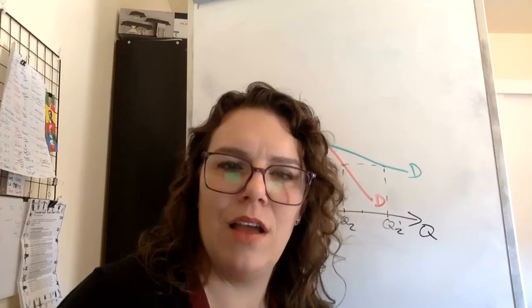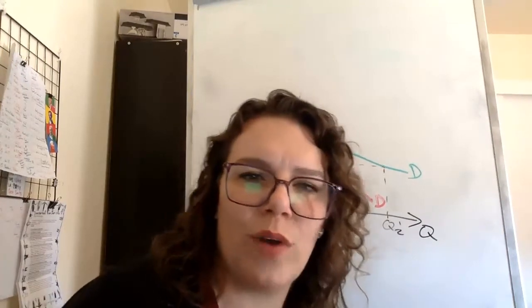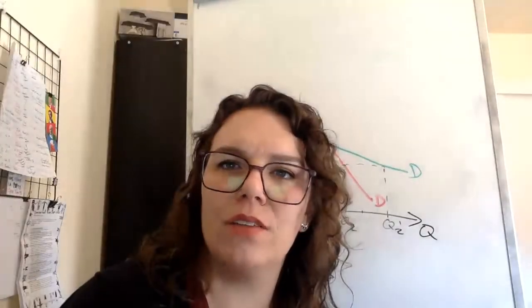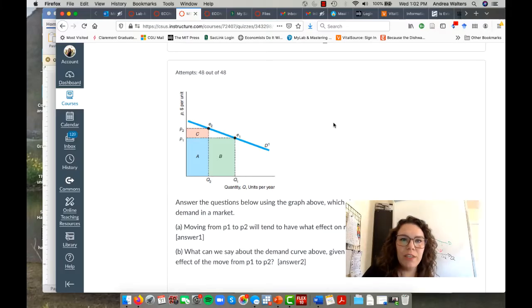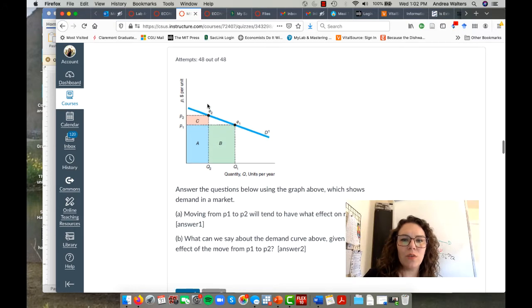Let's see. Another question that people had a problem with was a graph that I'm going to show you right now on the screen. Hold on. So here, this question asks you to look at this graph and determine what it says about market demand. The first question is moving from P1 to P2 will tend to have what effect on revenue? What you want to do here is remember, revenue is price times quantity. So we're going to compare P1 and Q1 to P2 and Q2. P1 revenue is A plus B, and P2 revenue is A plus C. So if you want to answer this question, you just ask which is bigger, B or C.